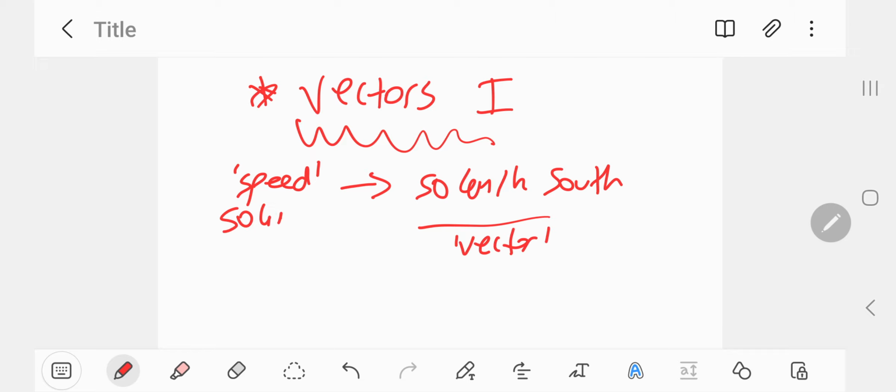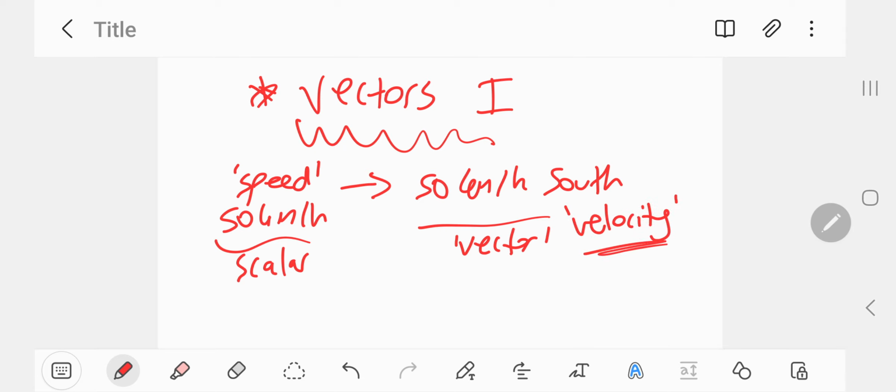So speed, 50 k's per hour, we call this a scalar. A scalar is a number. Temperature is a scalar. Speed is a scalar. Speed with a direction, that's a vector. This is called velocity. Velocity is the same thing as speed, but with direction. So velocity is a vector.